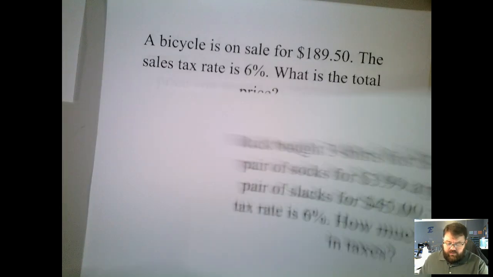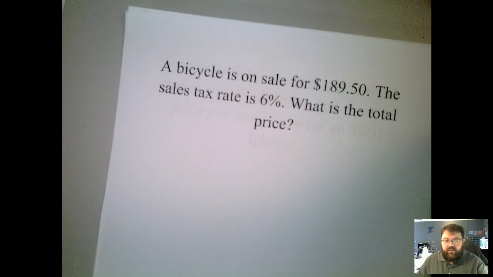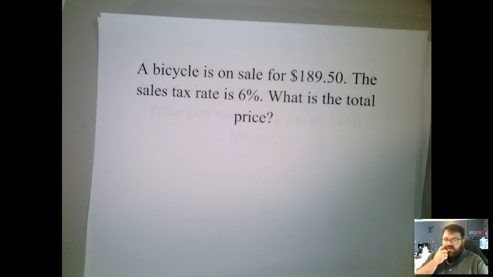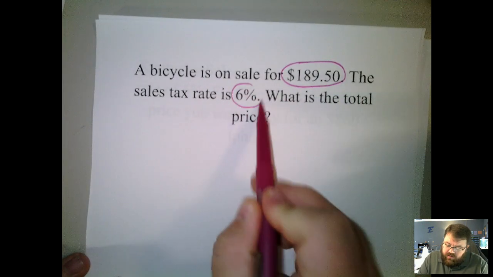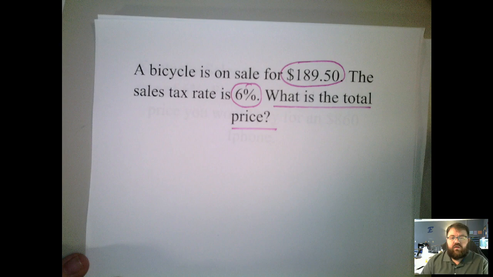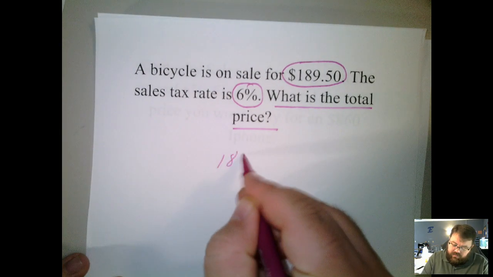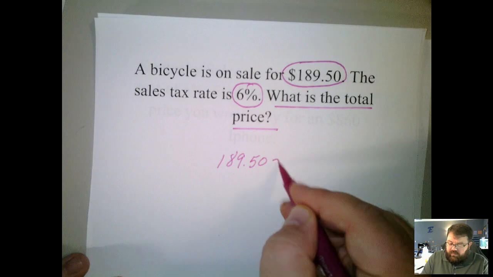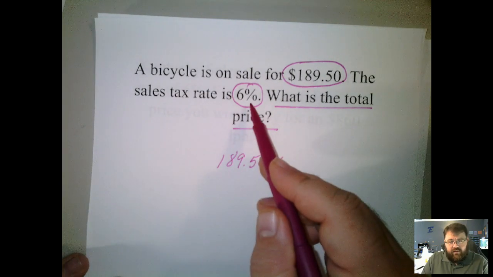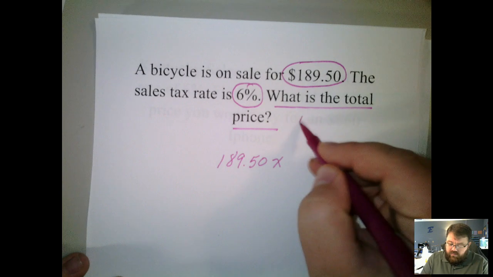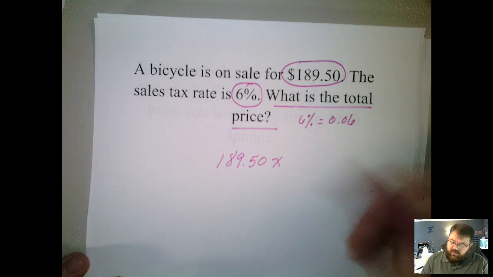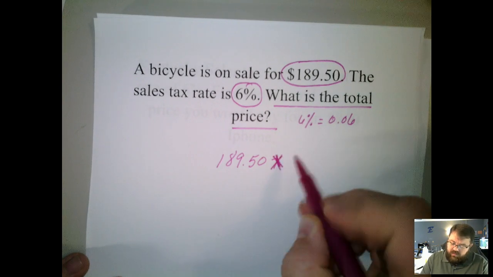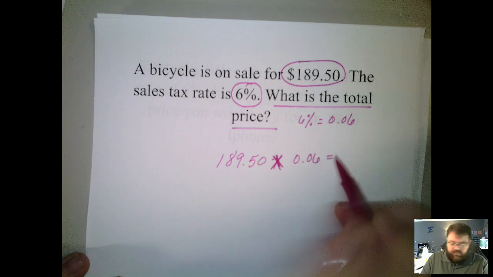This question says, a bicycle is on sale for $189.50. The sales tax is 6%. What is the total price? Well, we take the price of the item, and we multiply it by the percent. Remember, 6% is equal to 0.06. So multiply by 0.06.